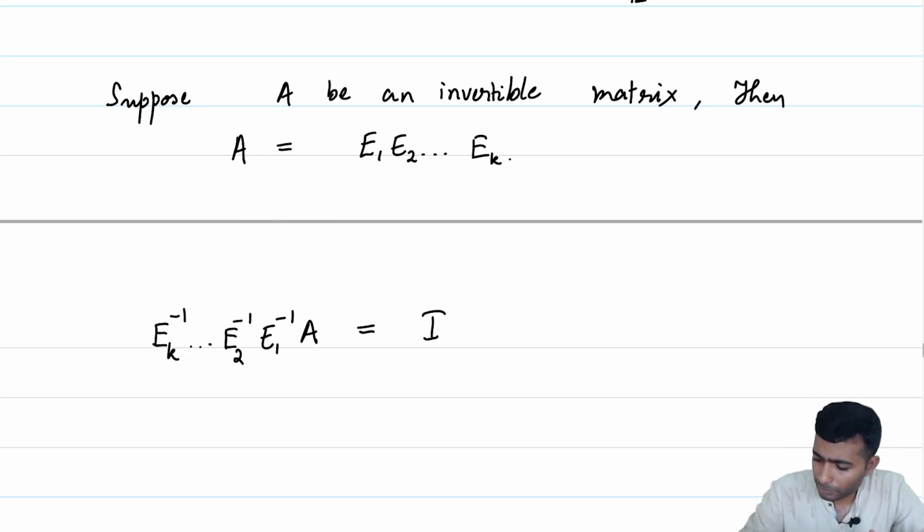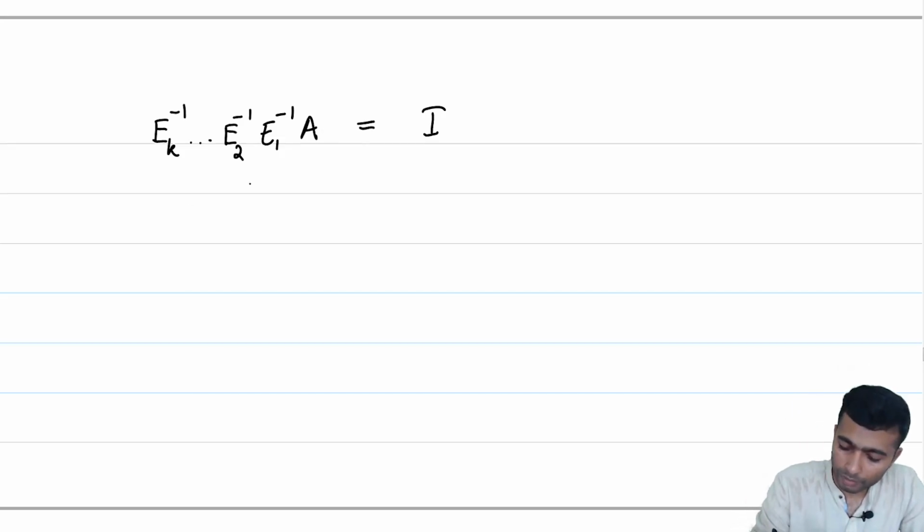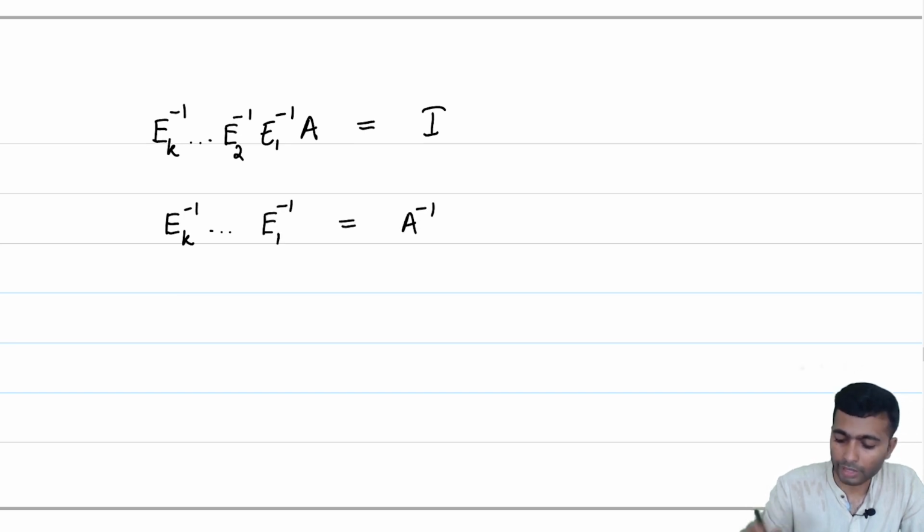But if you carefully observe, what are E1 inverse, E2 inverse, Ek inverse? They are all multiplication by elementary matrices from the left, right. Multiplication of E1 inverse with A is a row operation. So, what it essentially tells us is that these row operations will give us the identity matrix, or if you multiply A inverse to the right, Ek inverse up to E1 inverse is equal to A inverse.